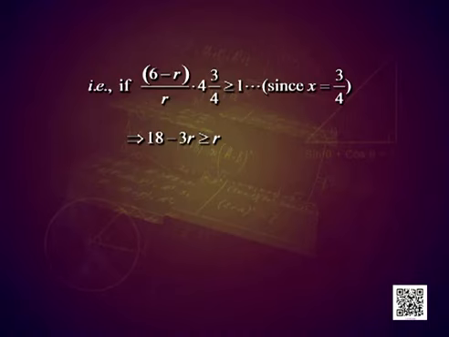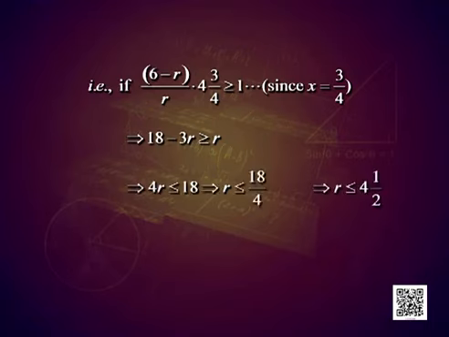Also remember, r is related to the position. So, r is always going to be a positive integer, right. So, in this case what do I get? That r must be less than or equal to 18 by 4, which is the same as saying that r must be less than or equal to 4.5. But r was a positive integer.